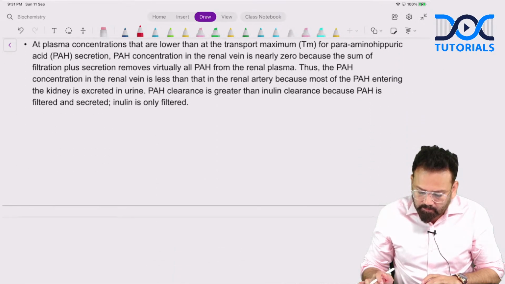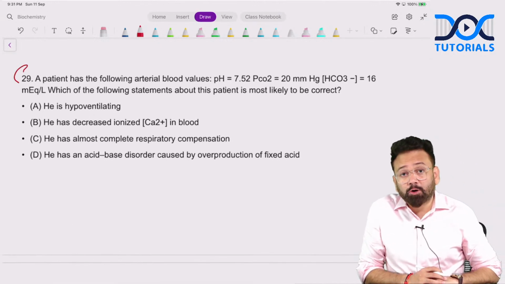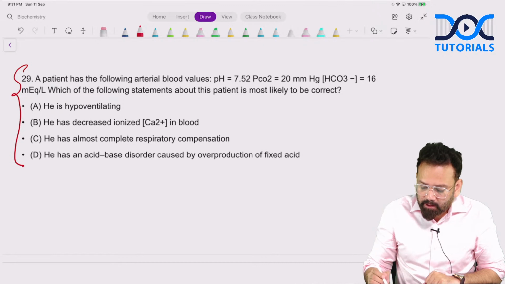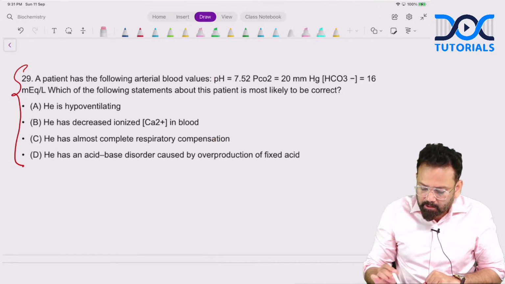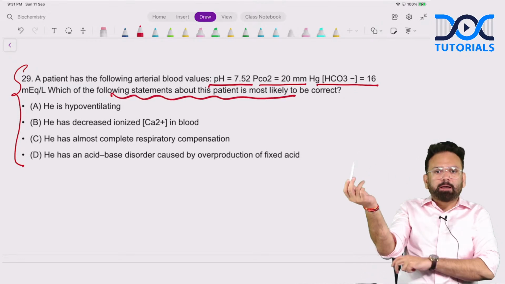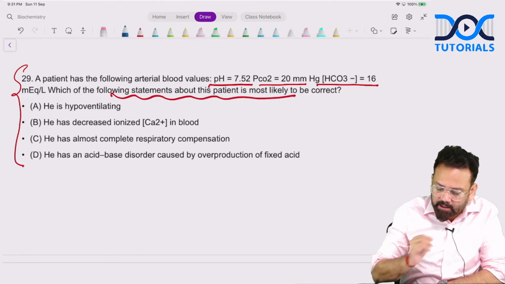Okay. This is a wonderful question. Nowadays 7 to 8 questions are asked only on pH, so be perfect in this. pH is 7.52, PCO2 is 20, bicarbonate is 16. Which of the following statements is correct? First tell me the diagnosis. Is it metabolic alkalosis or acidosis or respiratory? What is your diagnosis? First tell me that, then I will tell you.